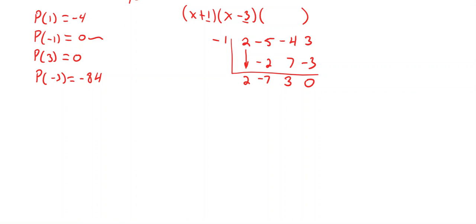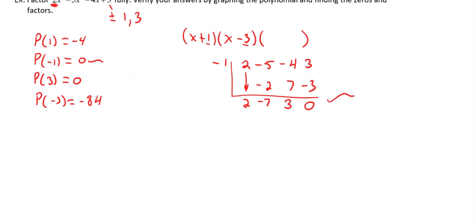Okay, so now what do we got left here? I just want to remind you what we just found there. To begin with, this was my x to the 3, this was my x squared, this is my x, and that was my constant. Now in this case, this is my constant, this is my x, and this is my x squared. So as of right now, we've got x plus 1 times 2x squared minus 7x plus 3.